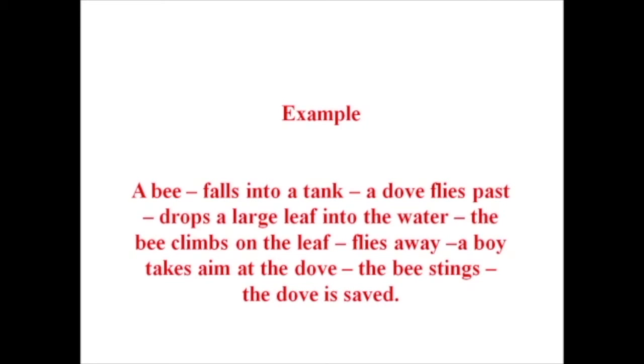Let's see an example now. Here the example is talking about a bee that falls into a tank. Then a dove flies past and drops a large leaf into the water. The bee climbs on the leaf and flies away. A boy takes aim at the dove. The bee stings, and the dove is saved. Many of you would have heard this story already in your childhood. It's a very common story which everybody knows. A bee falls into the water, the dove rescues it, and later on the dove is rescued by the bee. This is the overall gist of the story.